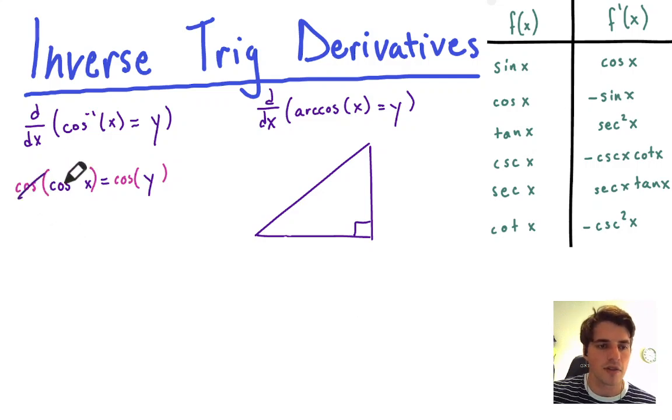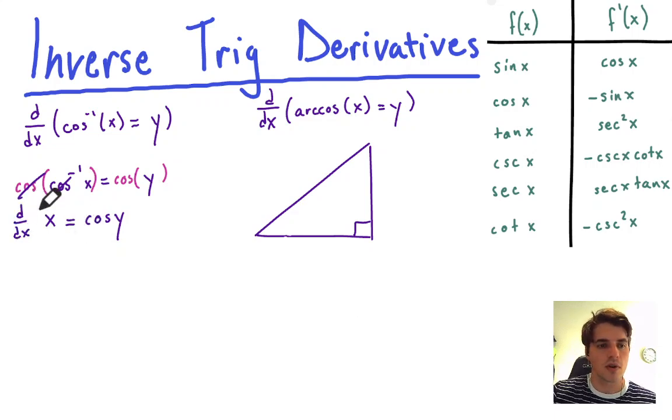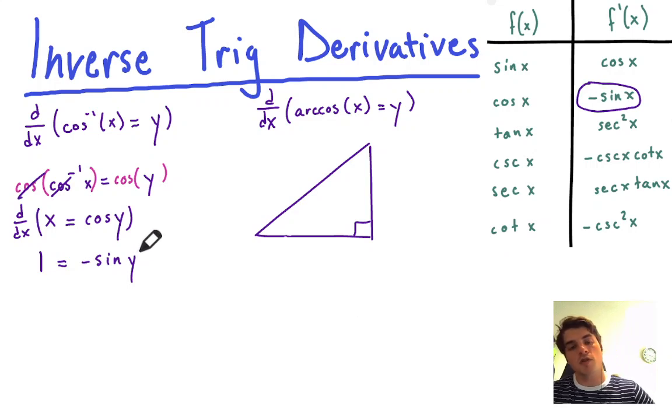We will have, these will cancel, we'll have x equals cosine of y. And now we can take this derivative as long as we know our trig derivatives and how to do implicit differentiation. So we take the derivative of the left side, that's 1. We take the derivative of the right side, that would be negative sine y. And if you forget this, of course we can reference this table.